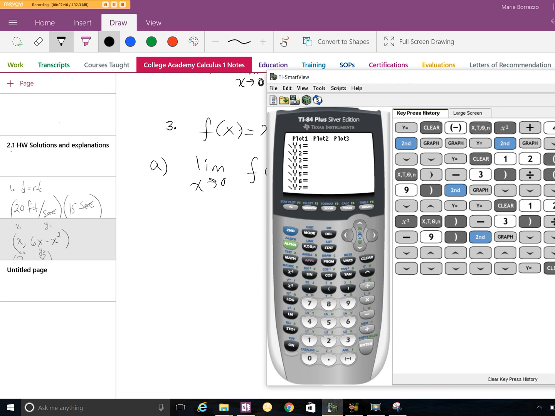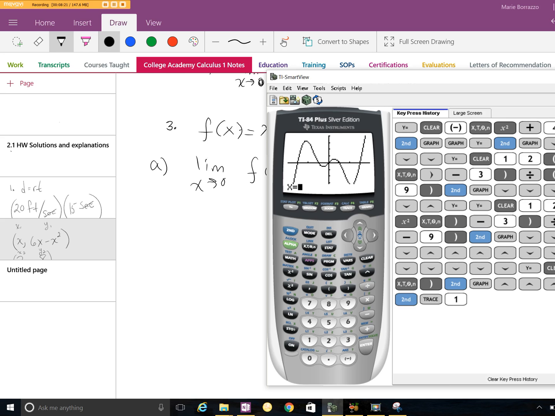So we'll clear this out. I'm going to put in x cosine x. Alright, and we're going to go to second table, so second graph. Scroll up to 0, and there you are. Alright, and then the other one is going to be for part B. We're going to look at the same thing, but this time we're going to look for pi over 3. So we're going to go second trace, value, let it do its little dance.